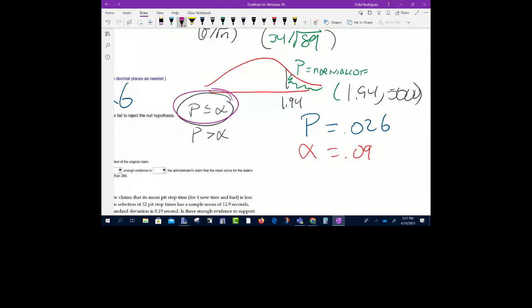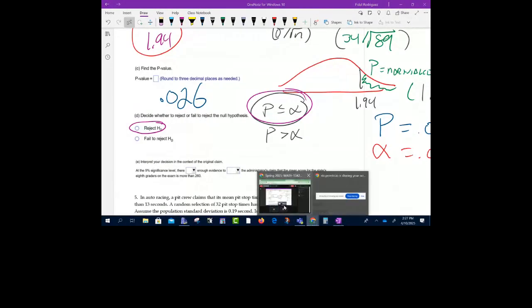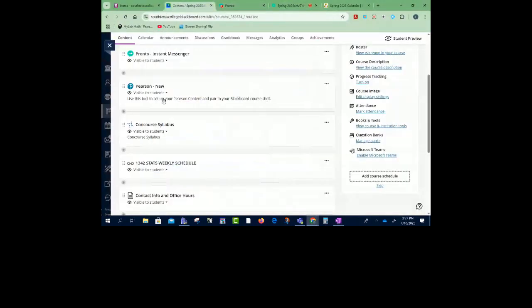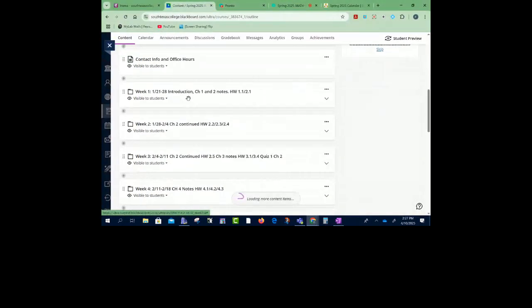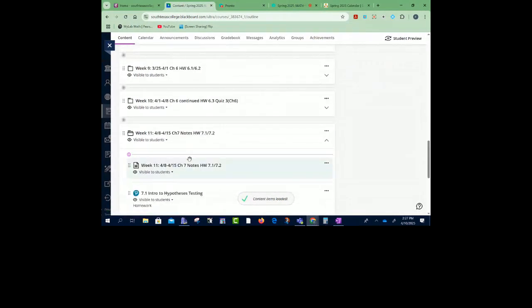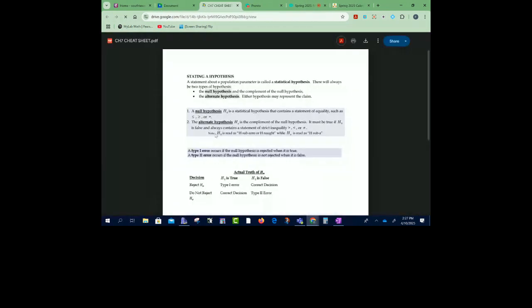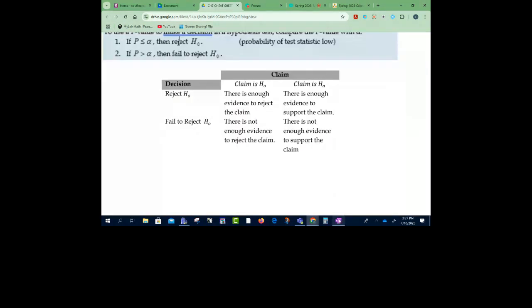Now, before I get to this last part, part E, this is what we're going to do. Let me come back here real quick. I gave you all that other handout the other day, right? The one that I called the cheat sheet. I'm going to grab it because this is what I'm going to use to determine what we're going to do now.